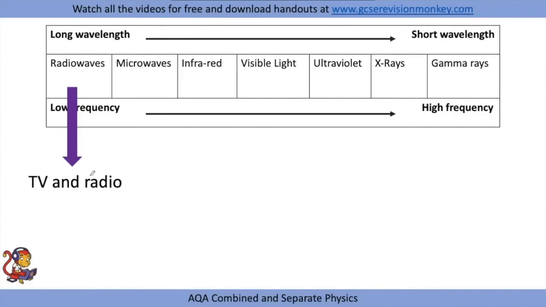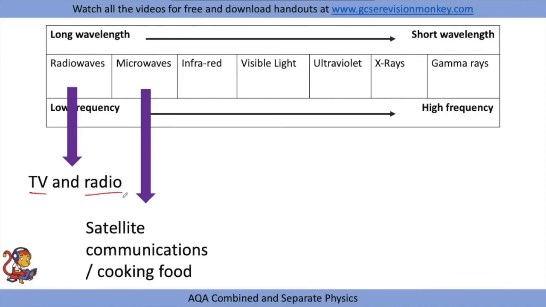Radio waves are used for TV and radio communications. Microwaves are used for satellite communications or for cooking food. And because it's a spectrum, it will be a different wavelength used for cooking food compared to the wavelength that you would use to communicate with satellites.